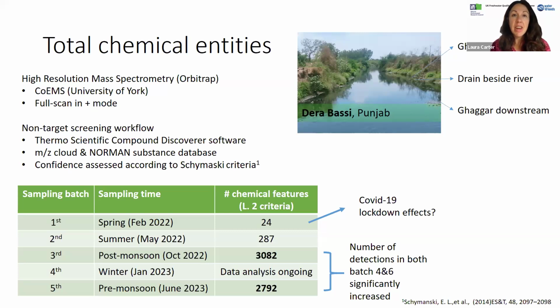The data analysis from sampling batch number 4, which was completed just last week, does confirm that. I think there are about 2,500 chemical features in total in this sample. So it is a trend that we've been able to observe in the data set.